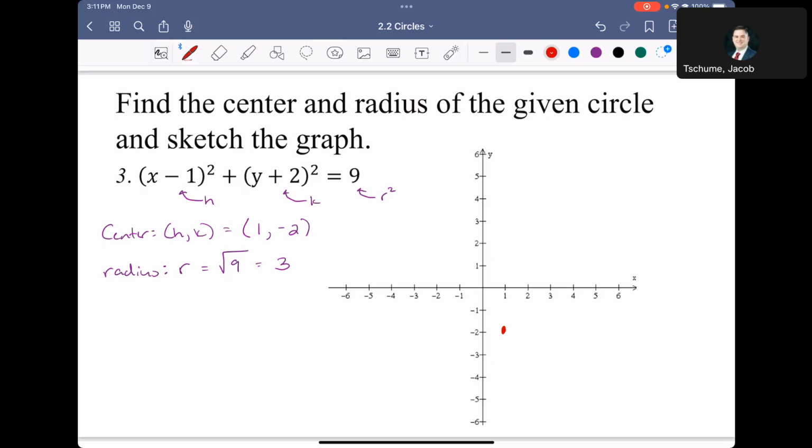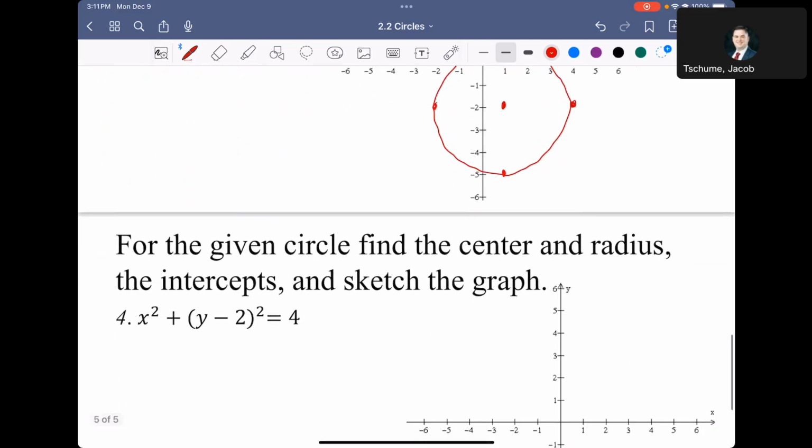So I'm going to go up 3, 1, 2, 3. I'm going to go right 3, 1, 2, 3. Down 3. And left 3. And what should happen is if I connect all these outside dots, that should create my circle for this picture. And so there you go. That's the graph of the circle based on the given equation in number 3.